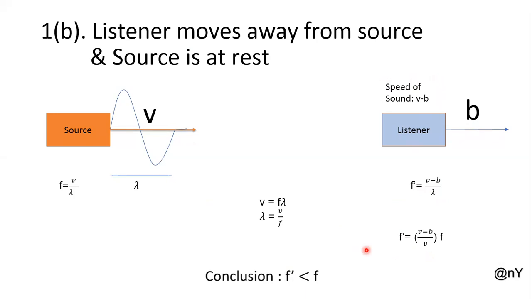Since here the denominator is greater as compared to the numerator, which has a subtraction sign, the apparent frequency is less as compared to the actual frequency. In simpler terms, whenever we have a source which is at rest, and I'm moving away from the source, as I move on, I will notice that the loudness of the sound, that is the frequency of the sound, will also decrease.